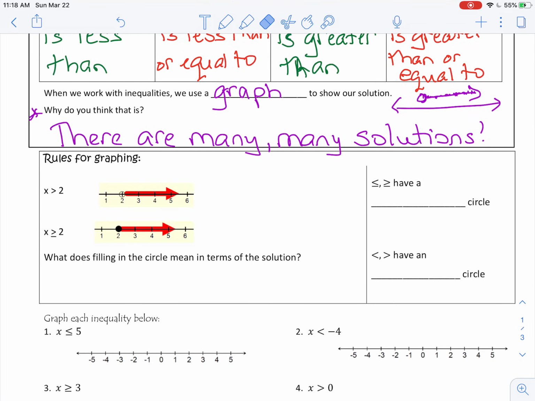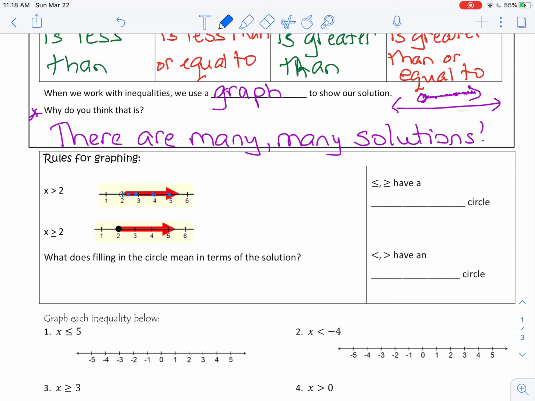All right. So rules for graphing. This inequality says x is greater than 2. So that means we need a dot above every single number that's greater than 2. So, of course, 3 and 4 and 5, like that. But then how about 2.5? How about 2.1? How about 2.01? Think, what number is the closest number that's bigger than 2, but it's not 2?